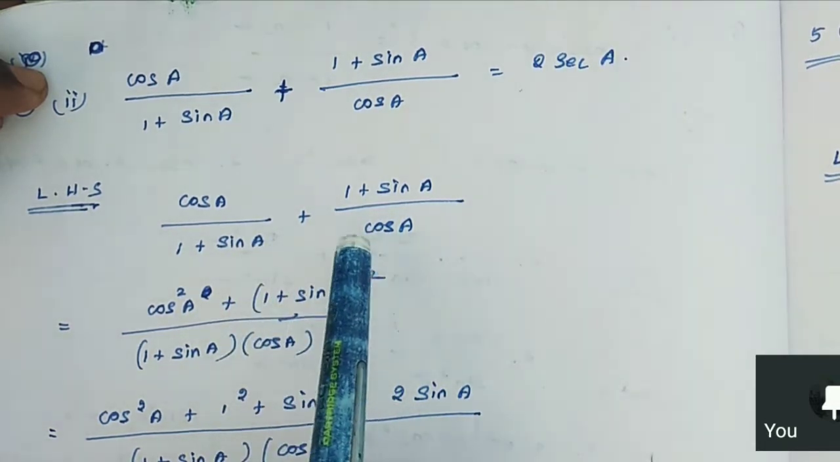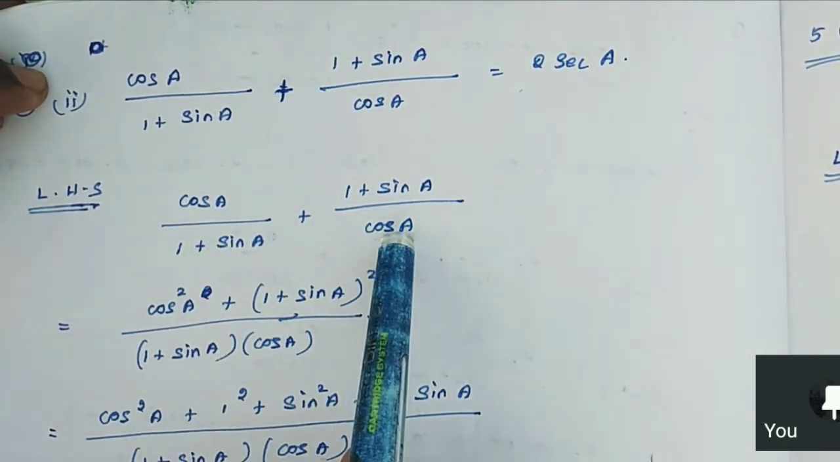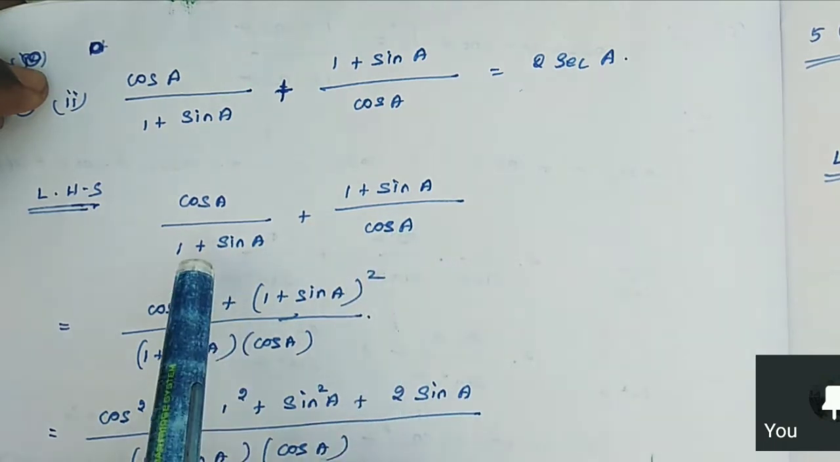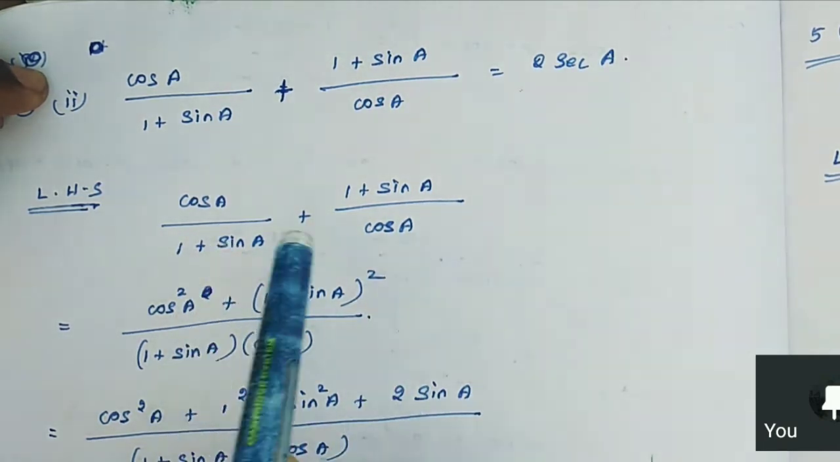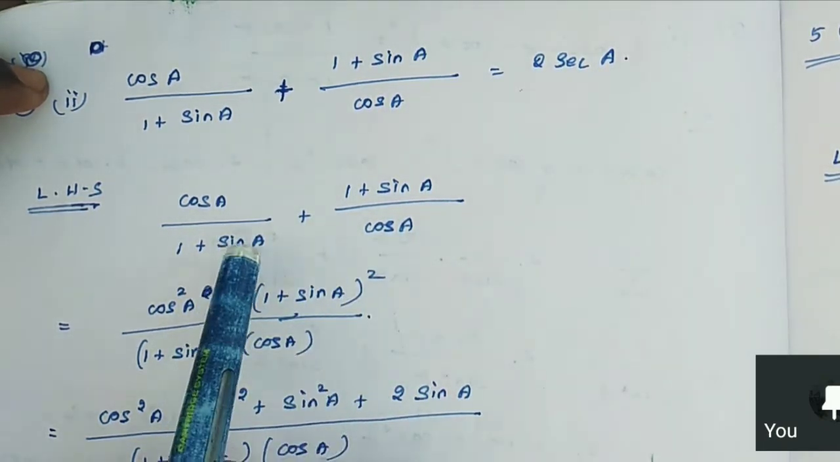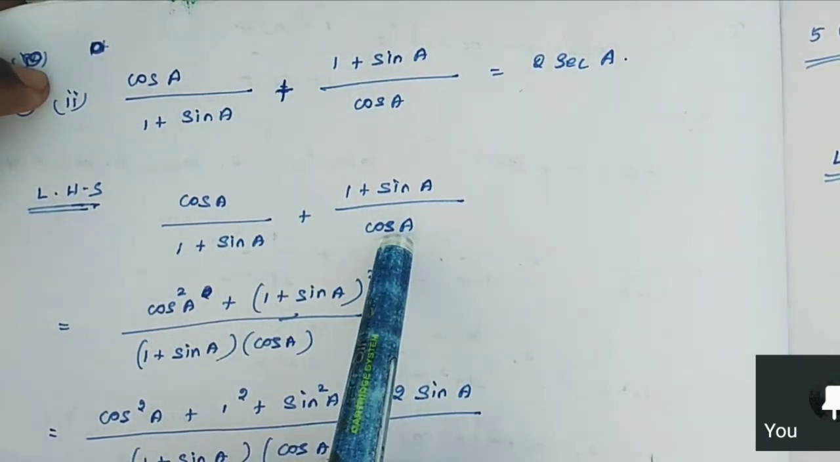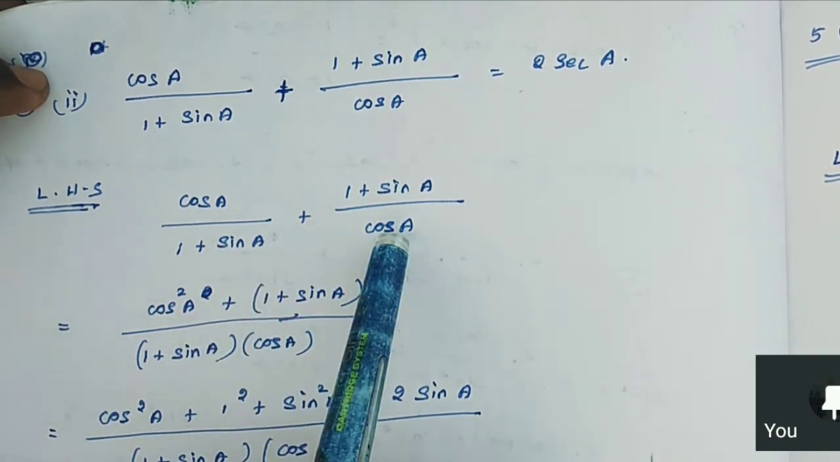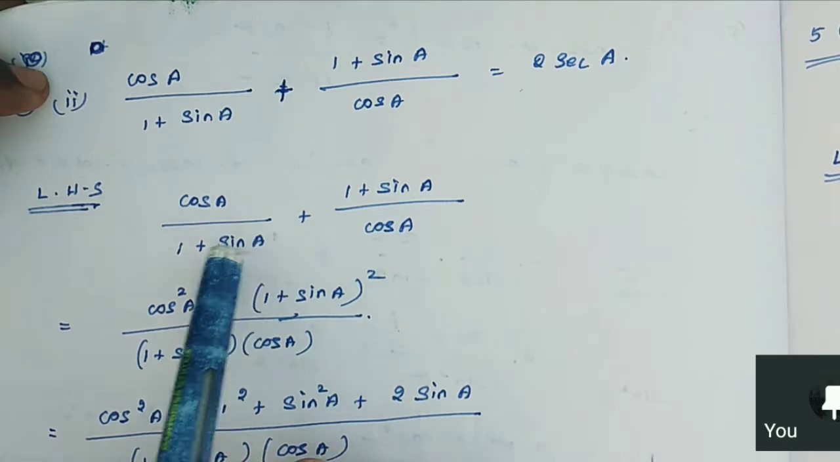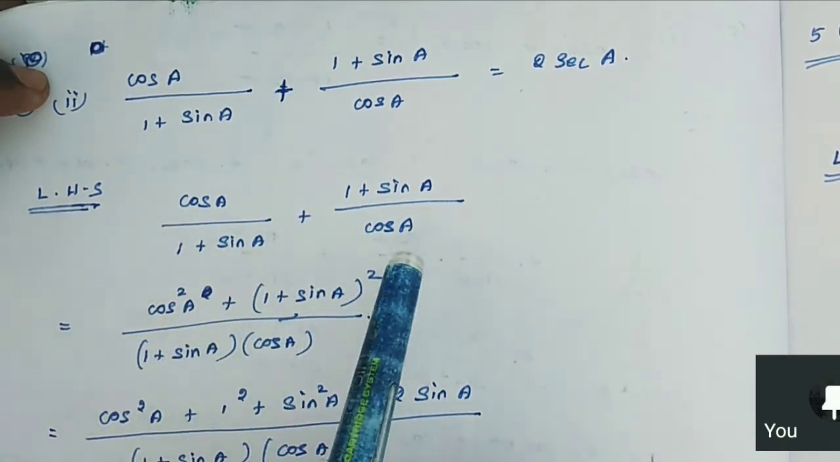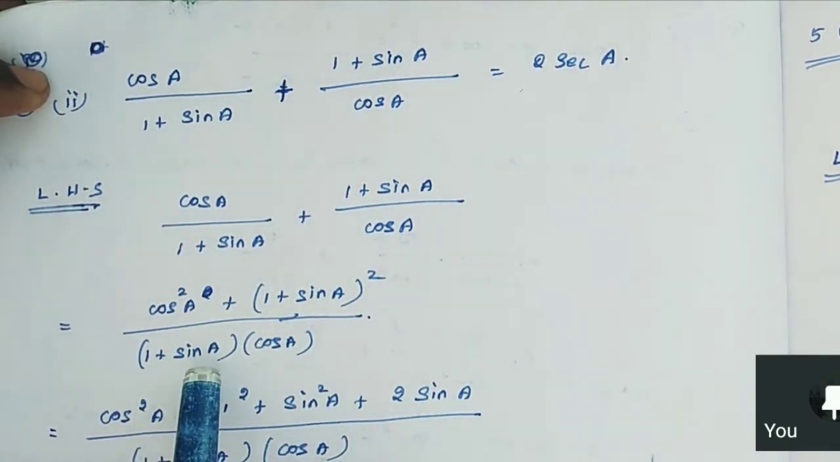Are you clear? When you are adding, we want to take the LCM. Here we have 1 plus sine theta, and here cos theta. What is the LCM for these two? That is the multiplication of these two values: 1 plus sine theta into cos theta. So the LCM of these two is the multiplication of these two terms, 1 plus sine theta and cos theta.